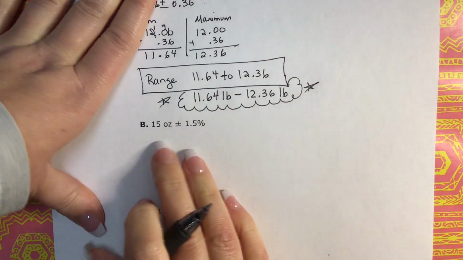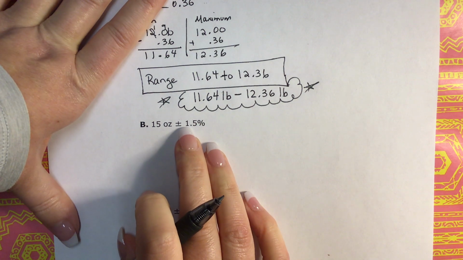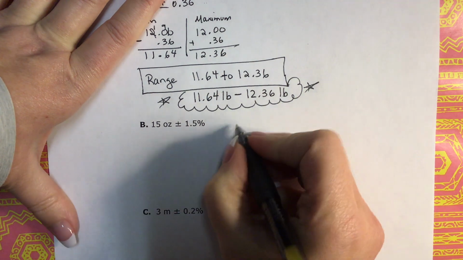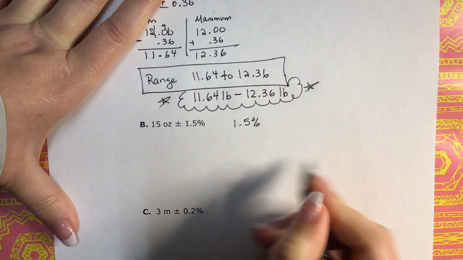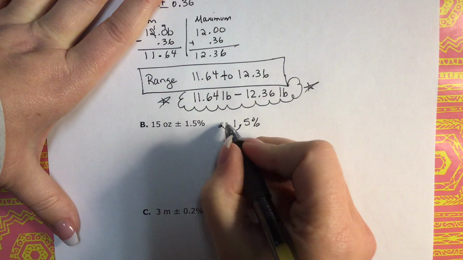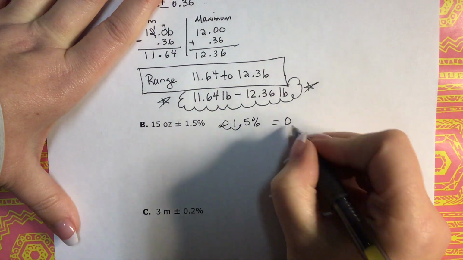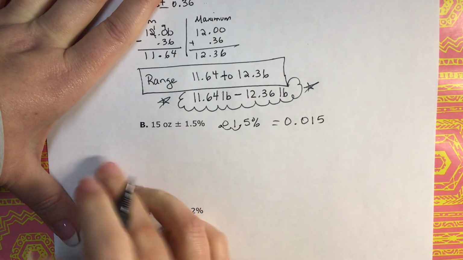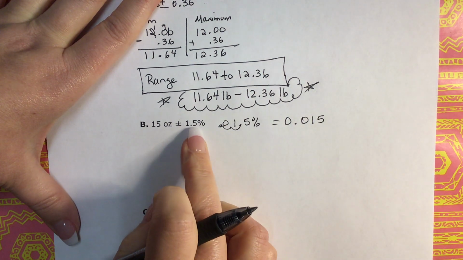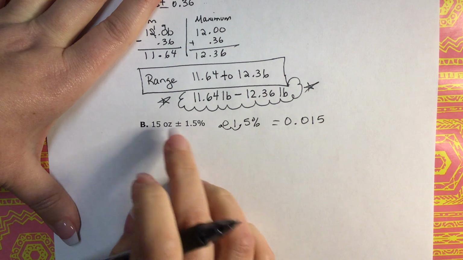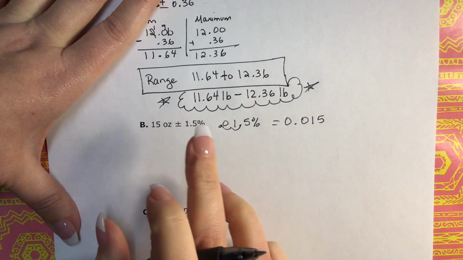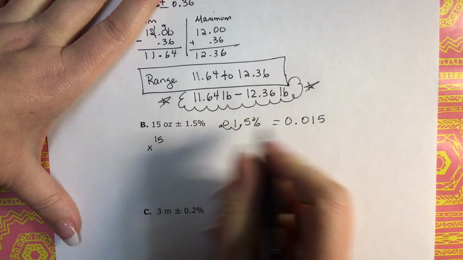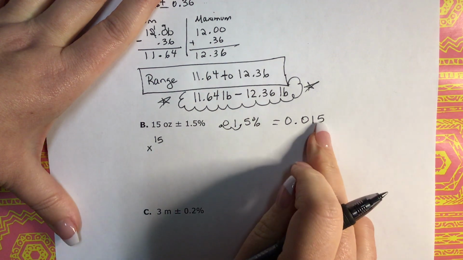Okay, perfect. So on to B. We have to figure out what 1.5% of 15 ounces is. First we have to take 1.5% and convert it to a decimal. So we're going to move it over 2 places, put a 0 there. That's the same thing as 0.015. And to figure out what 1.5% of 15 is, of means multiplication, which means you multiply. So 15 times 0.015.